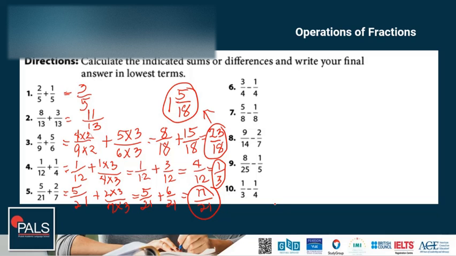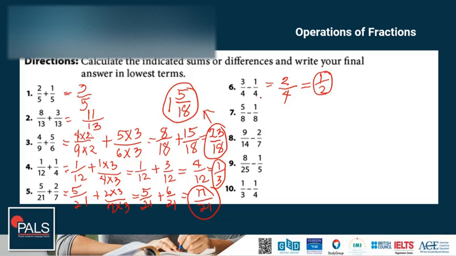Number 6 and number 10, we need to find the difference. The same rule. So when the denominators are the same, let's just subtract the numerators. 3 minus 1 is 2. Then copy the common denominator. 2 over 4 is equal to 1 over 2 when we simplify by dividing both the numerator and denominator by 2.